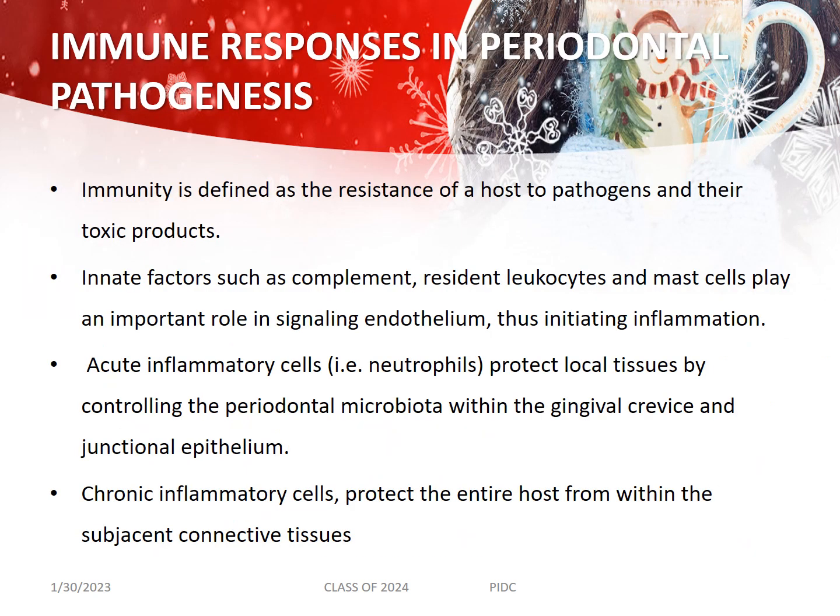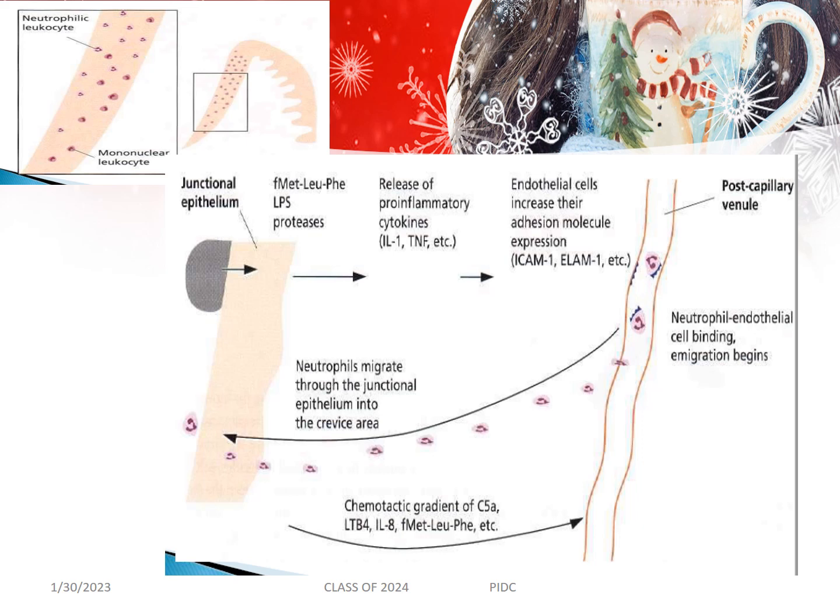So coming on to immune response in periodontal pathogenesis. Immunity is defined as the resistance of the host to pathogens and their toxic products. Innate factors such as complement, resident leukocytes and mast cells play an important role in signaling endothelium, thus initiating the inflammation. Acute inflammatory cells, that is neutrophils, protect the local tissues by controlling the periodontal microbiota within the gingival crevice and the junctional epithelium. Chronic inflammatory cells protect the entire host from the bacteria within the subjacent connective tissue.